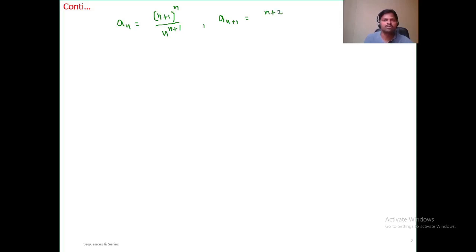So (n plus 2) whole to the power of n plus 1, wherever there is n, there you write n plus 1. So n plus 1 plus 1 is n plus 2, power n plus 1, upon n plus 1, instead of n I am writing n plus 1, power n plus 2. Now take the limit as n becomes large of the ratio an plus 1 upon an.